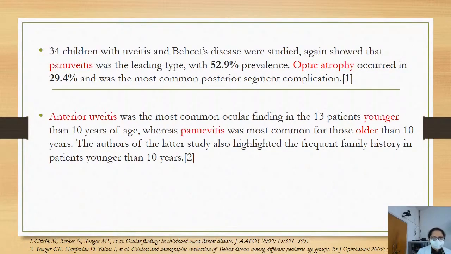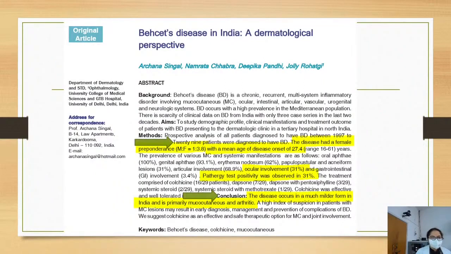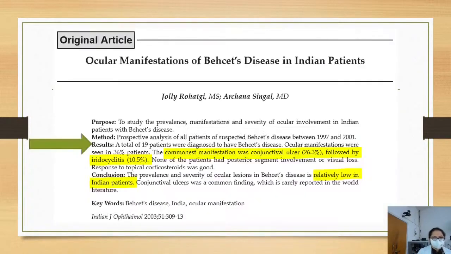The authors of the latter study also highlighted that a frequent family history was present in patients younger than 10 years. Coming to some studies from India, one was done by the Department of Dermatology. They studied around 29 patients and found a female preponderance with mean age 27.4 years, ocular involvement around 31%, and a positive pathergy test in around 31% of cases. The disease occurs in a much milder form in India and is primarily mucocutaneous and arthritic in origin.